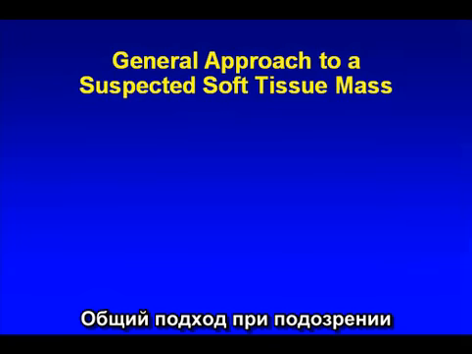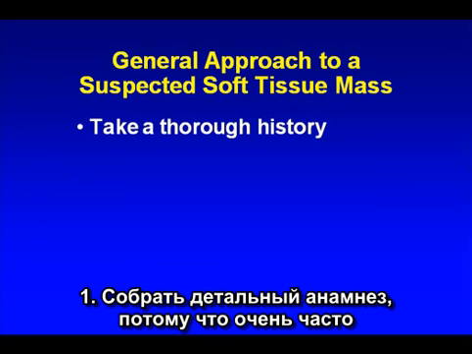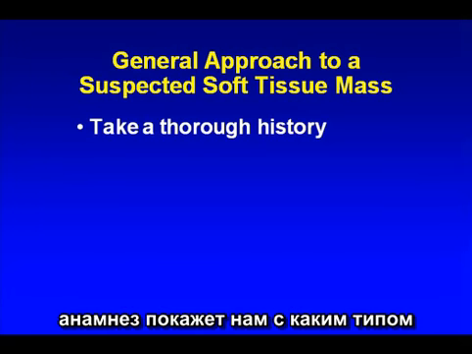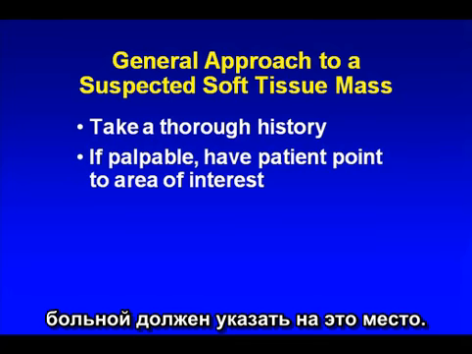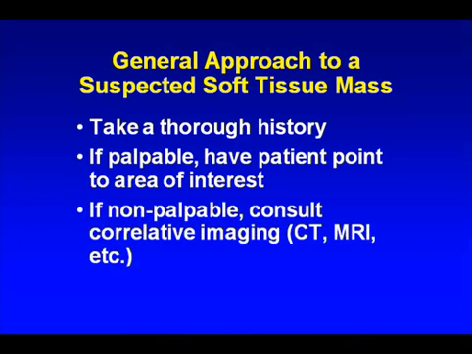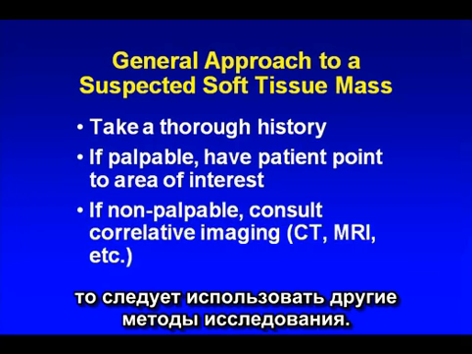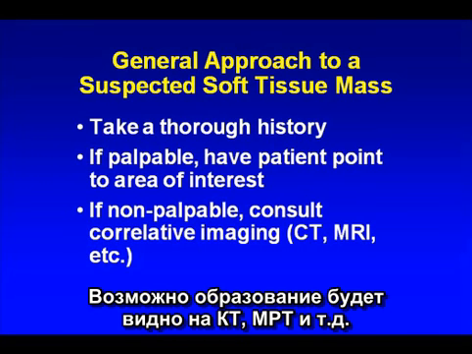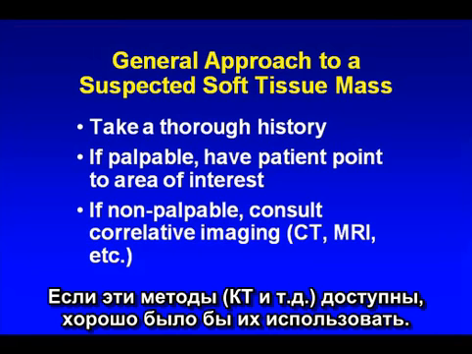The general approach to a suspected soft tissue mass is first to take a thorough history, because often the history will dictate what type of pathology you're expecting to see. If the lesion is palpable, have the patient point to the area of interest. If the patient does not have a palpable mass, then consult correlative imaging. It may be that a mass was seen on CT, MRI, etc., and they did an ultrasound to evaluate it further. And if you have these other images available, it is good to consult them.